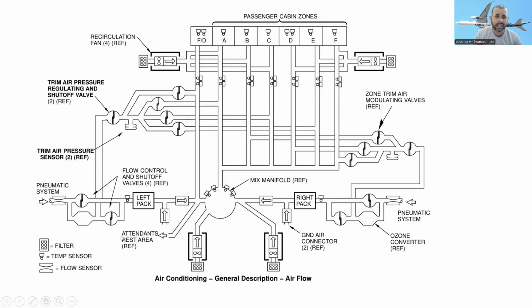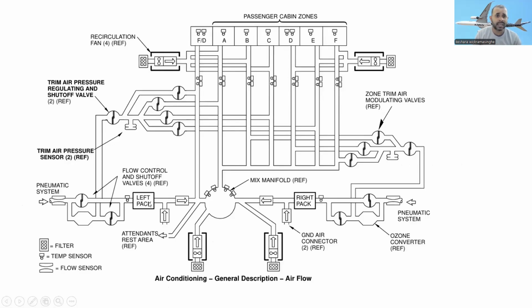These are the air, right? Attendant seat area, right? Ground air connector here. All right, so temperature sensors, these are the signs for the temperature sensor, filter, airflow sensor, right? These have an airflow sensor, the pneumatic system. From the pneumatic system, air is coming. And these are the flow control and shut-off valves.